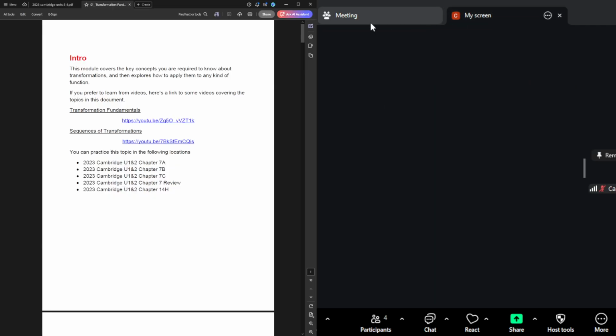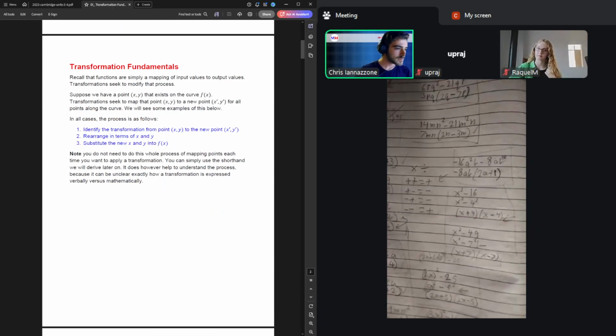Okay, I think everything should be good. Screen share's up. Yes. Cool.